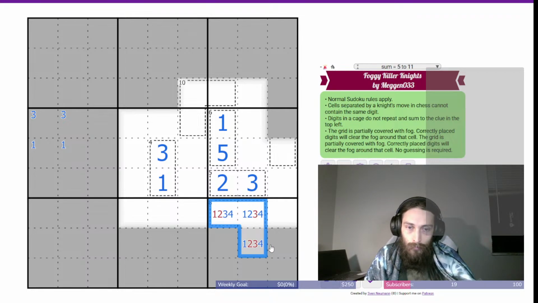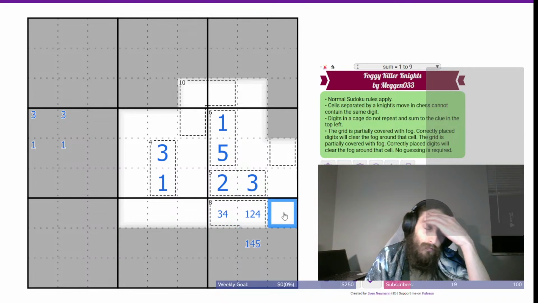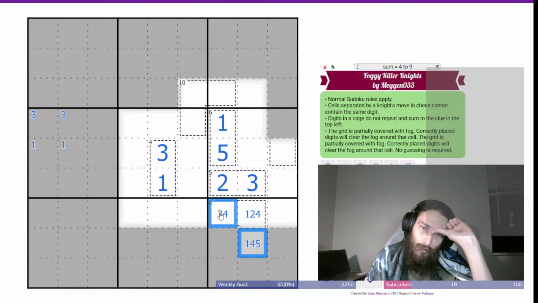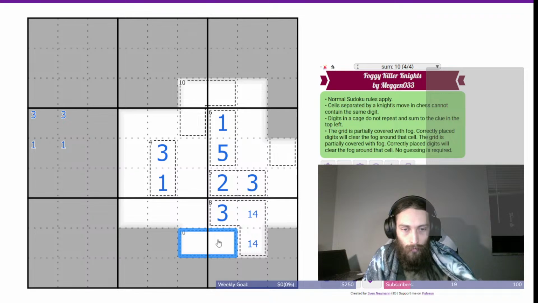Well, yeah. Well, you can't use 5 because that would be 1, 2, 5. Yeah. And so 2 is not in it. Yeah.